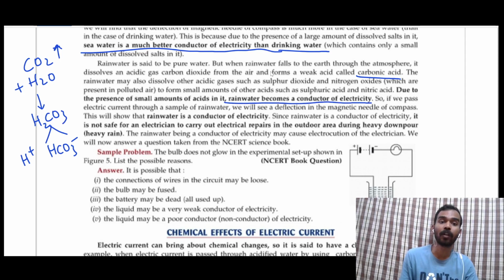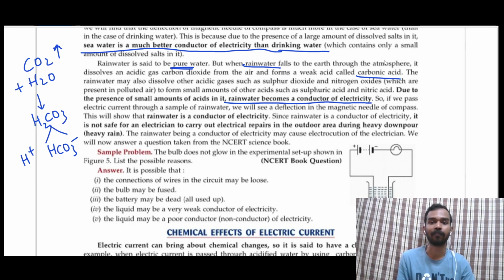When rainwater is highly pure, it is not a conductor. But when it comes in contact with our atmosphere, there is some reaction. Carbonic acid, sulfuric acid, and nitric acid will form. Then it becomes a conductor.